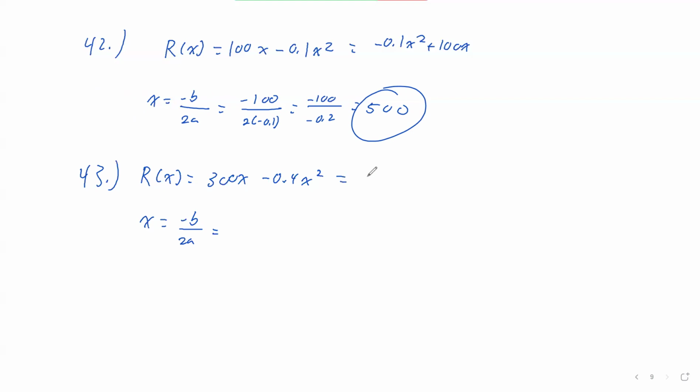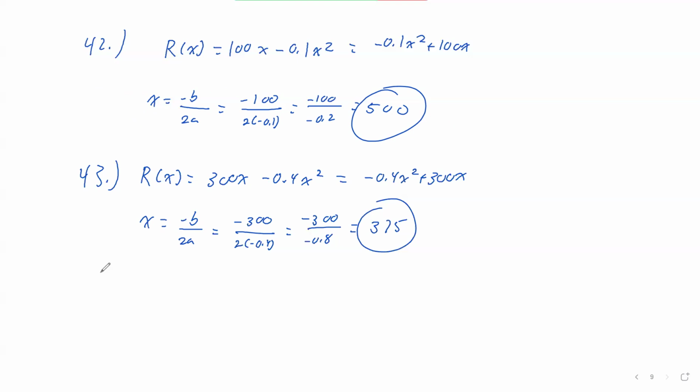I'm going to put this in the correct order, so negative 0.4X squared plus 300X. So this would give me negative 300 divided by 2 times negative 0.4. So that's negative 300 divided by negative 0.8. So I do 300 divided by 0.8, and I get 375. So again, I'm looking for the amount of rooms. So in this case, 375 is the answer I'm looking for.